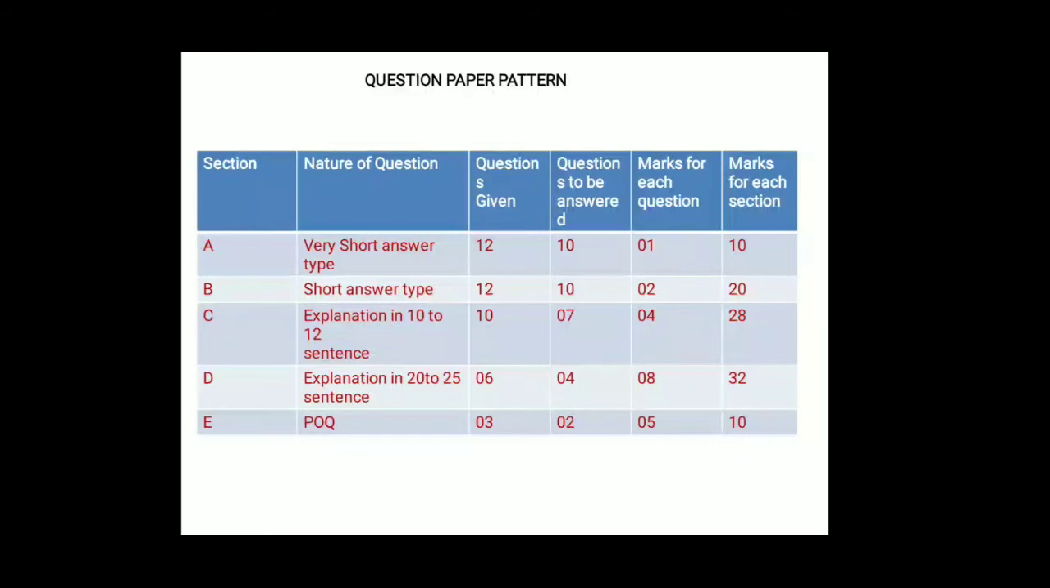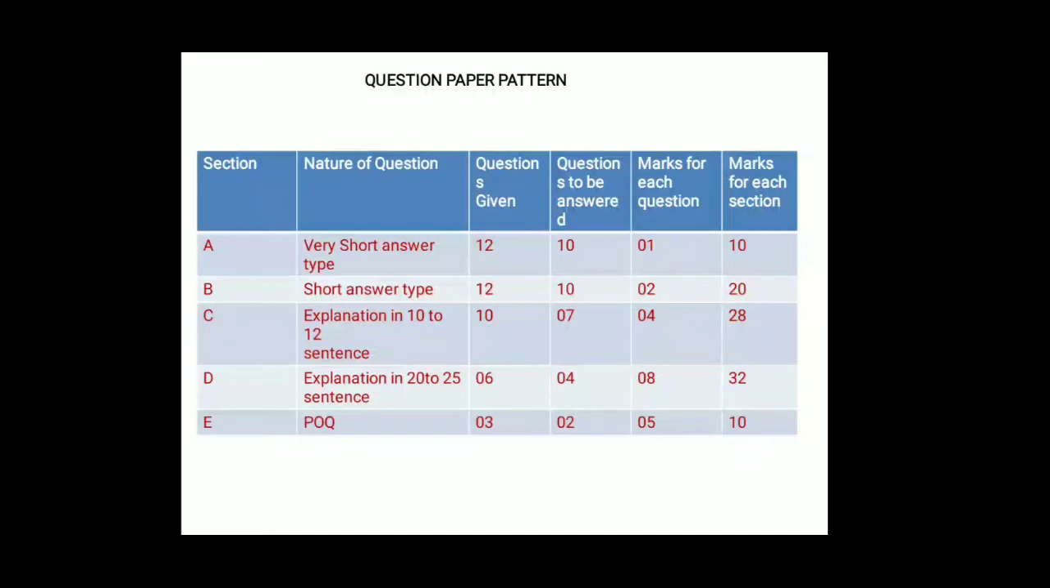Next, section B, short answer type questions. You will get 12 questions. Questions to be answered only 10. Each question carries 2 marks. Totally you will get 20 marks from section B.